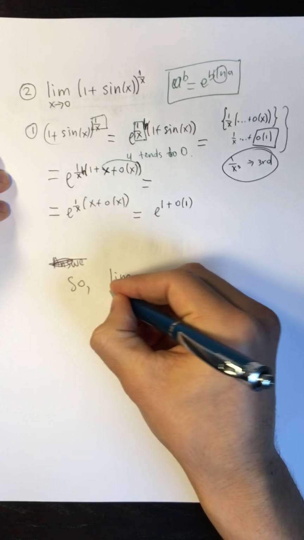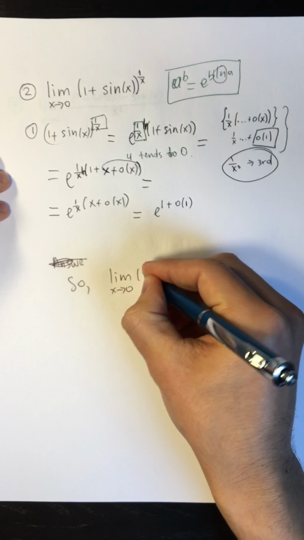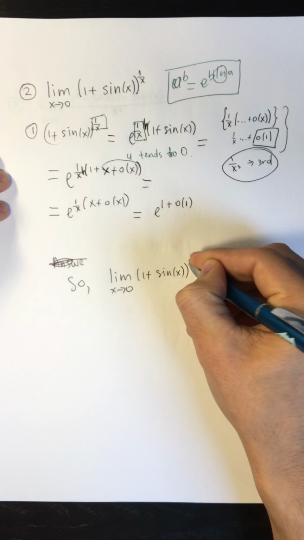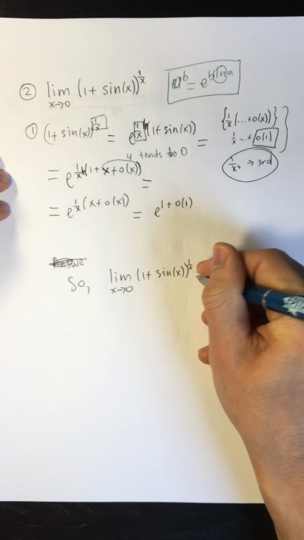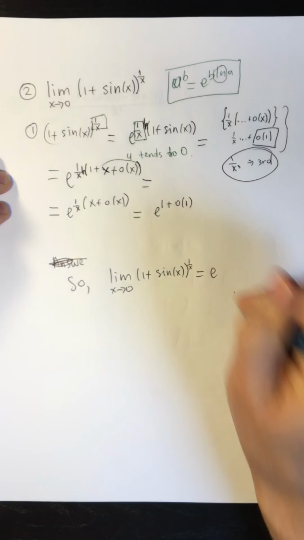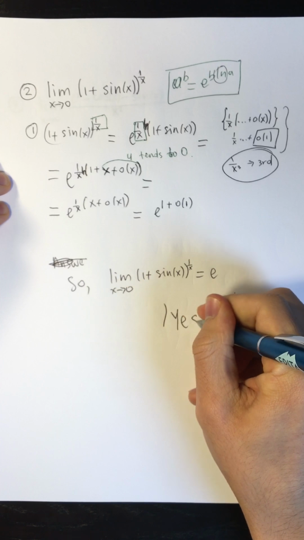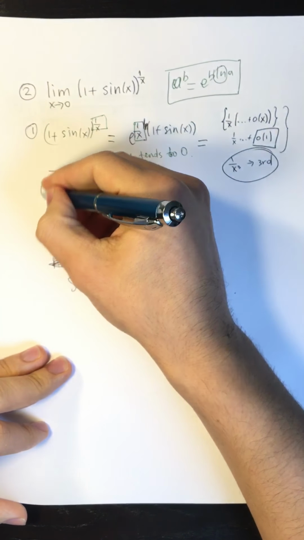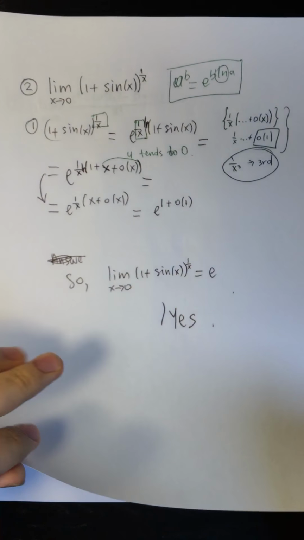So x to the 0, 1 plus sine x. This is the pattern for your final. You must write in this way. Is equal to e. And you write this, yes, I'm sure. Next one. Any questions? If you don't understand from here to here, watch the previous videos.